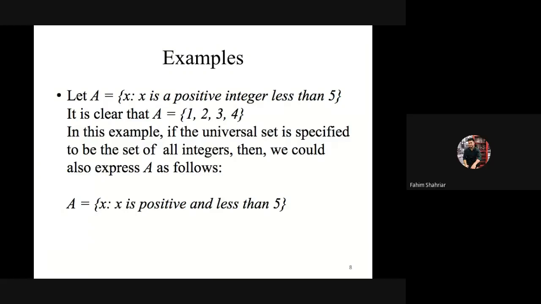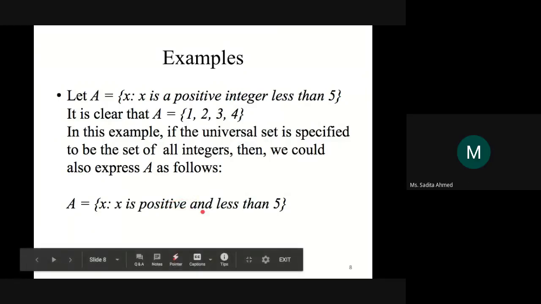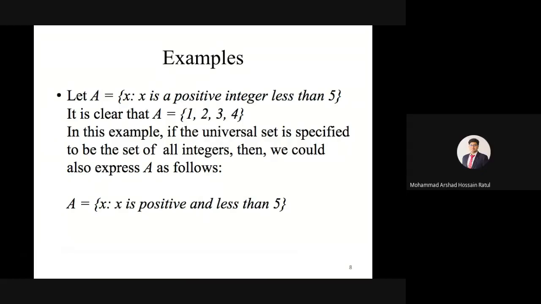Ma'am, here 5 is given, so 5 will be an integer. And it's less than 5, like there is a limit. Yeah, x can be positive and less than 5. So what if x is 4.5? It doesn't mention that it's an integer. As long as it is less than 5, it is applicable.